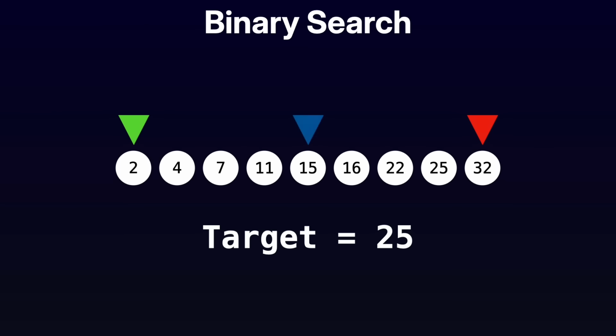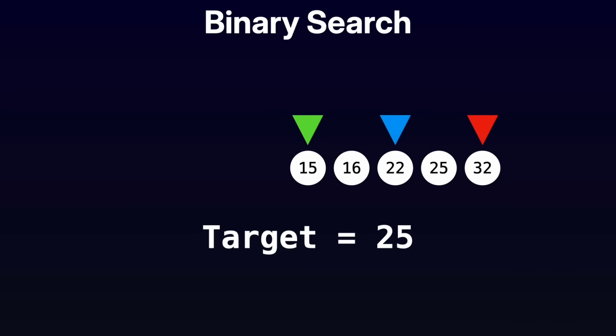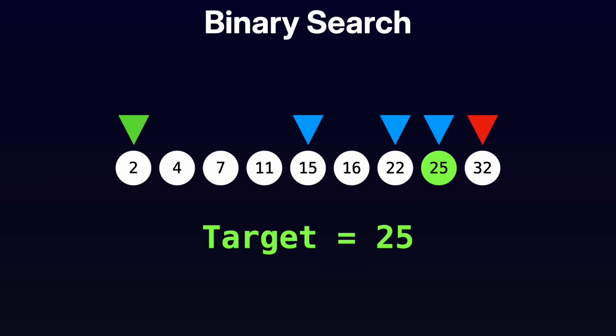Binary search starts by looking at the middle element and checking if that's the target. If it is the target, success, you can return it. If it's smaller than the target, you know the target is somewhere to the right. So we repeat this process, but only on the right half. If it's larger than the target, we repeat the process on the left. Eventually, we converge on the target.